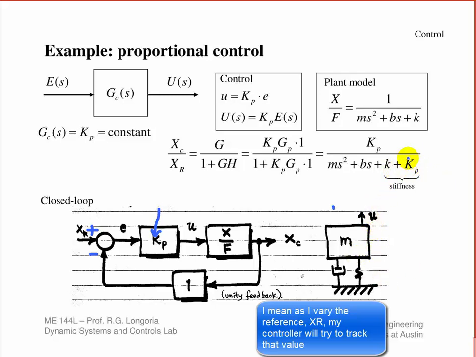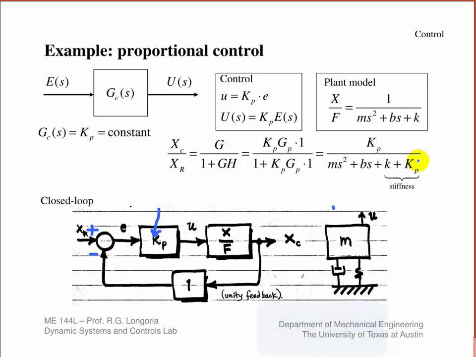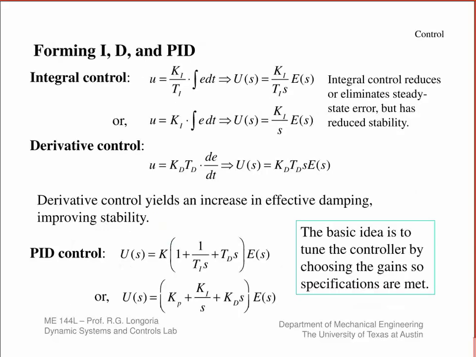And the larger the K is, the more stiff it is. The smaller, the less stiff, and it's going to be a softer kind of system. So you can see how that gain has a physical effect too, right? That's proportional control. So forming integral and derivative control is self-descriptive.